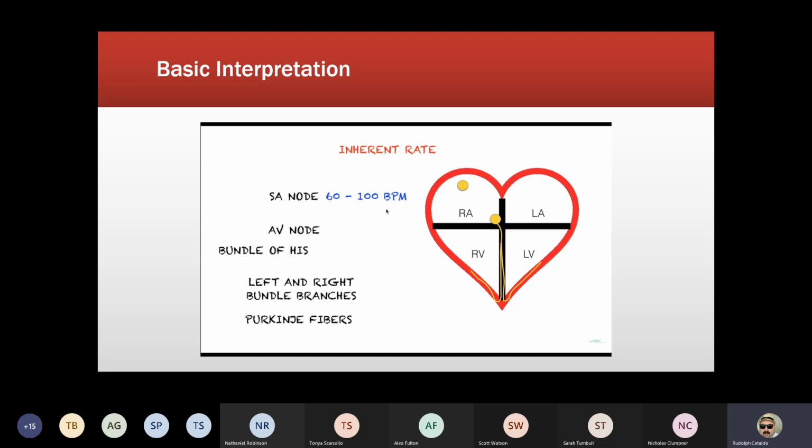However, for some reason, if the SA node fails or there's a block somewhere here, then the AV node will kick in. It will generate its own impulse. And when this happens, the AV node will generate a heart rate of 40 to 60 beats per minute. And that also includes the bundle of His. The bundle of His also will generate its own impulse, and it's enough to make 40 to 60 beats per minute. And if the AV node or the bundle of His fail, then the left and the right bundle branches and the Purkinje fibers will generate their own impulse, and they have the capacity to make a heartbeat up to 20 to 40 beats per minute.